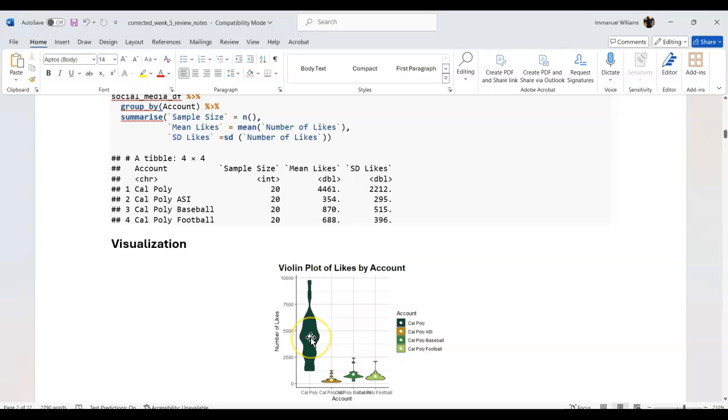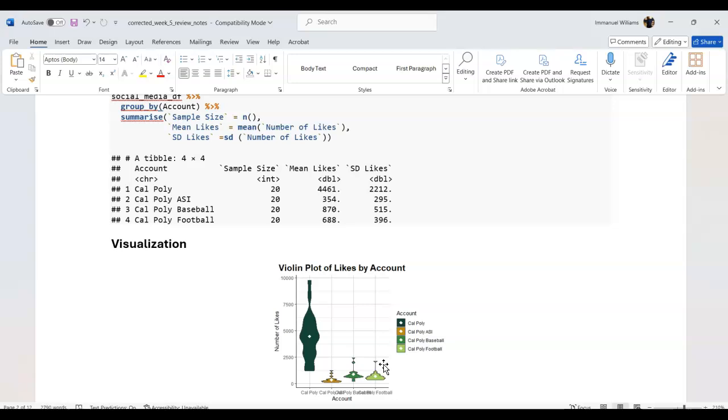What do you think the white dot represents? If you said the mean, good job. The white point represents the mean of the likes, and the height of each of the bars represents the variability in our sample, which is nice to see.